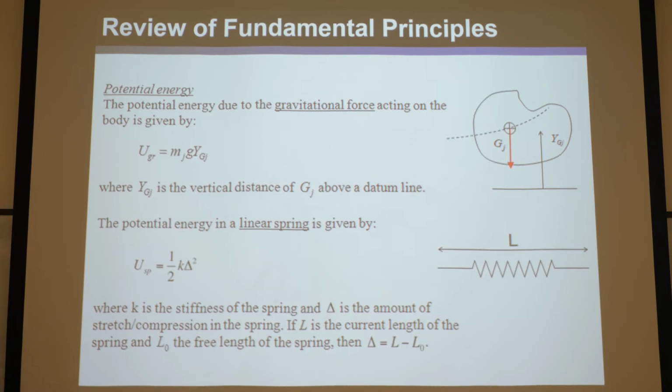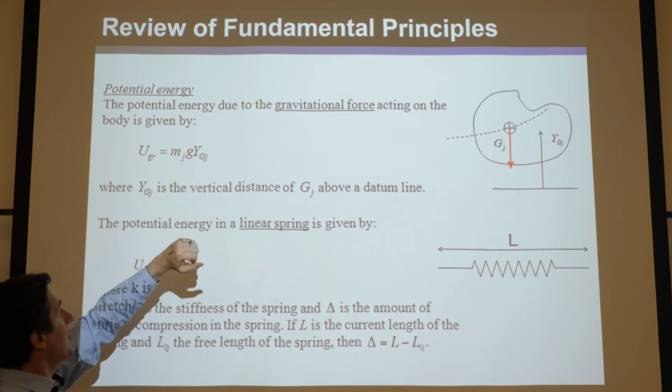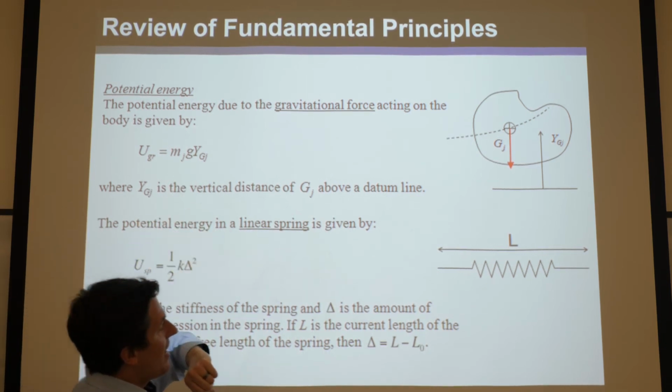So, just a review, you all know from high school physics that it's essentially the mass of the link, times g, 9.8 meters per second squared, right? If you're on Earth. So that's the acceleration on the surface of the Earth. Okay, but then you multiply it by the height above some datum line, which is y_g.